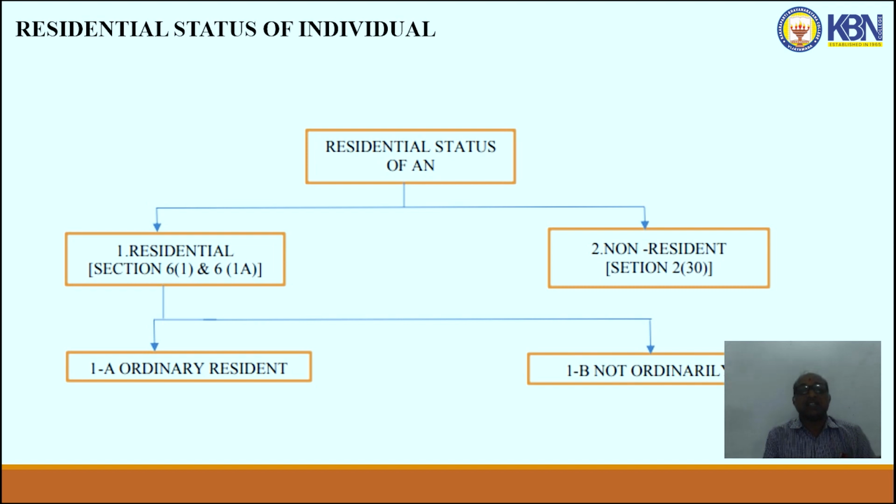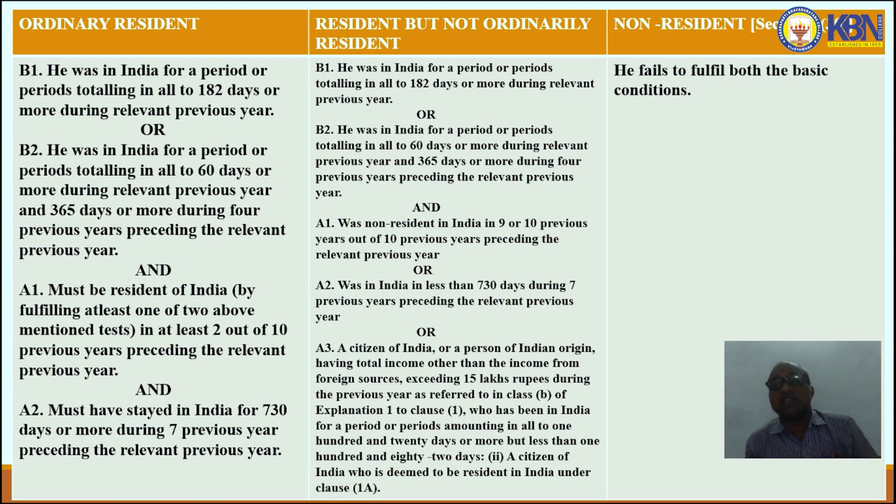So, residential status may be categorized into 2 categories. One is resident, another one is non-resident. Resident is again divided into 2 categories: ordinary resident and not ordinarily resident. So, the table discusses the residential status of an individual.